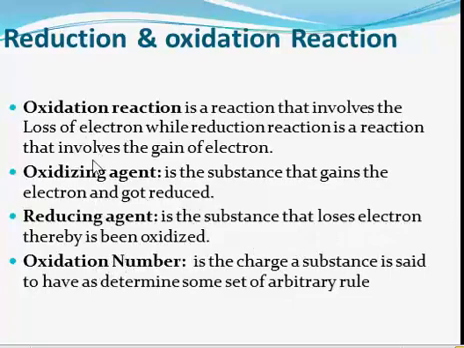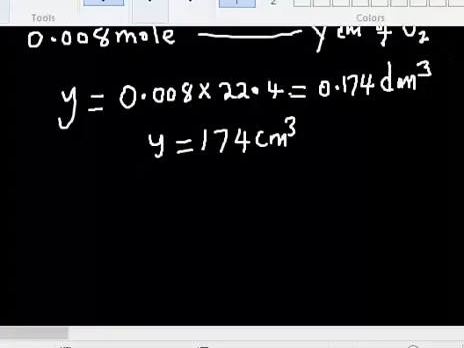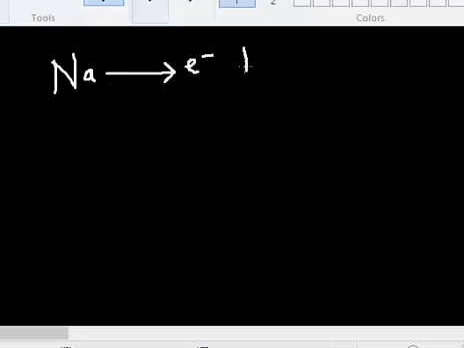Sometimes students do confuse the agent from the actual reaction. I think I will have to explain that using an example. A typical example, let me clear my screen, is a reaction in which, let's say, sodium was oxidized. Sodium will definitely be oxidized when it loses one electron. If it loses one electron, it forms sodium ion, Na+.